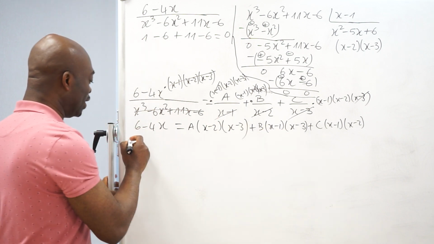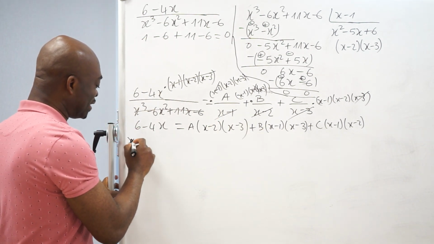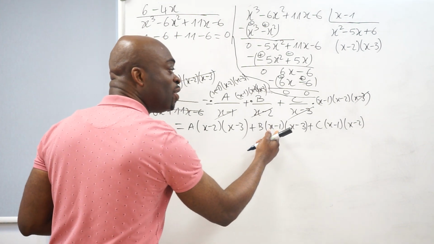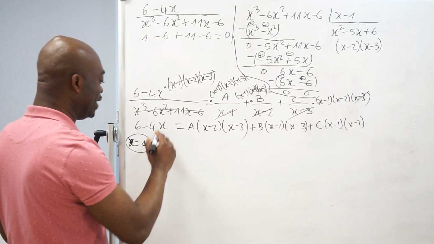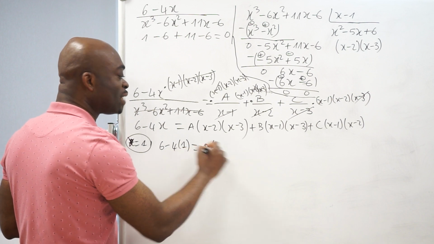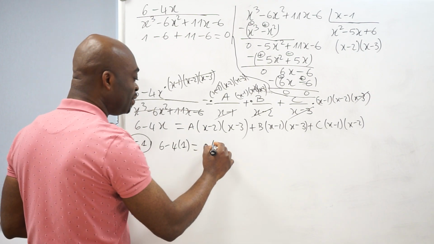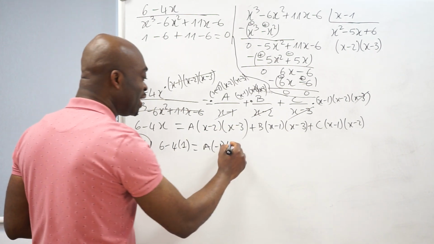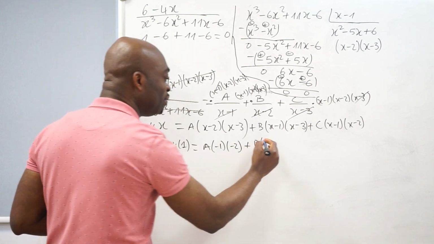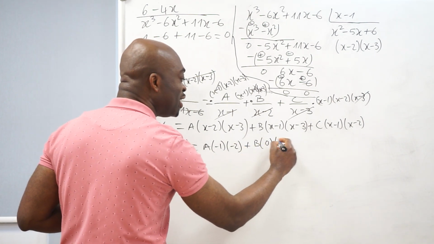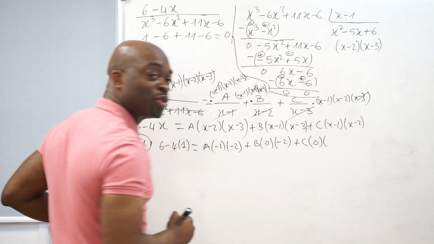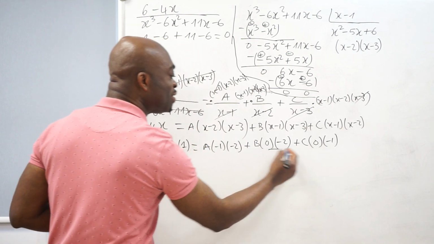So if x equals 1, what's going to happen? That means here's going to be 0, here's going to be 0. Okay, so let's go at it. You end up with 6 minus 4 times 1 equals a times 1 minus 2, which is negative 1, times 1 minus 3, which is negative 2. And then plus, what's happening here? This one's 1 minus 1 is 0, and then 1 minus 3, which is negative 2. Plus c times 1 minus 1, which is 0, and then 1 minus 2, which is negative 1. So this is 0, that is 0.